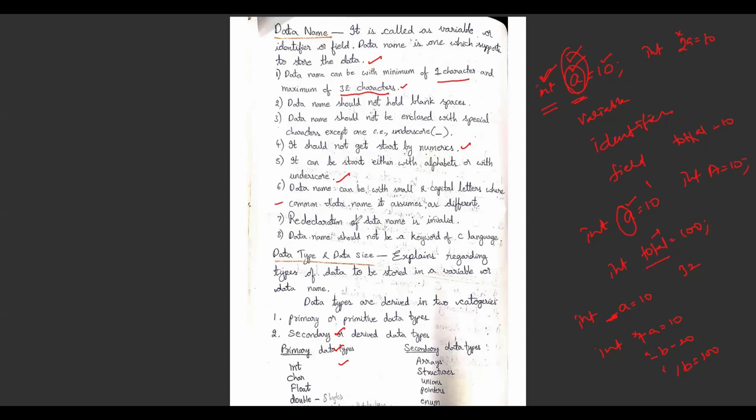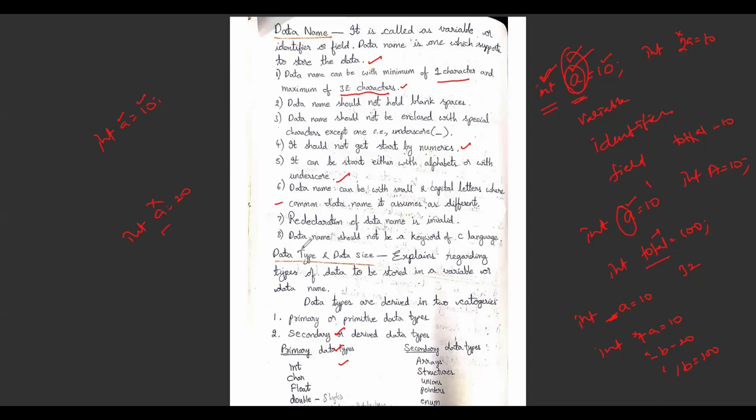Next, redeclaration of a data name is invalid. I can't redeclare this data name once again. Suppose I've taken int a equals 10 and somewhere in the program I'm taking again int a equals 20, you can't declare that. Redeclaration is not possible because a is already given the value 10. Then how can you take a value again? You can't declare that.